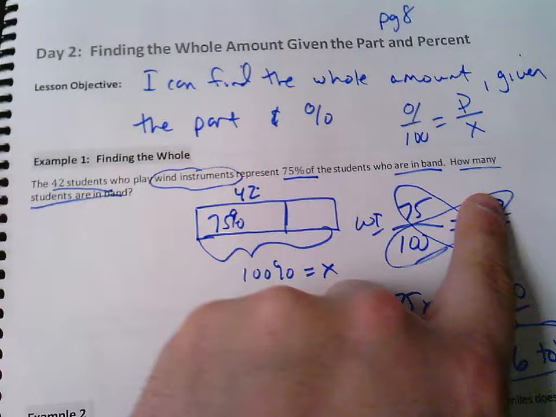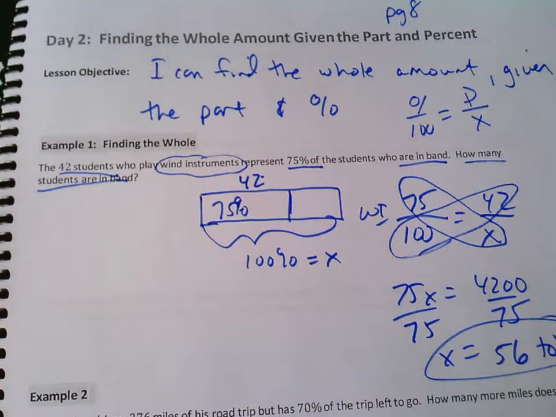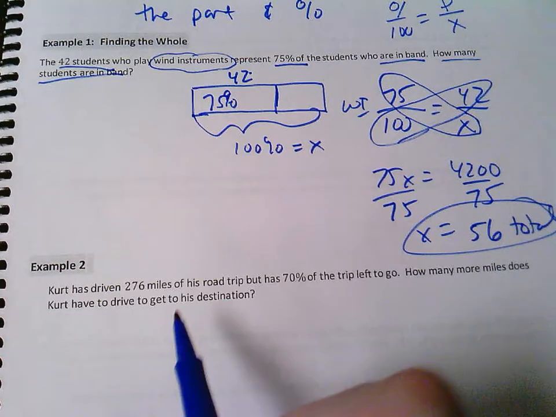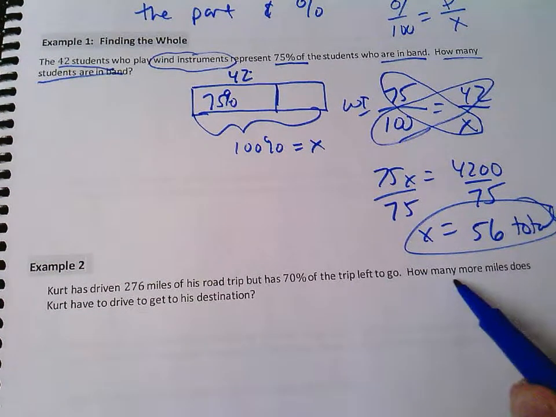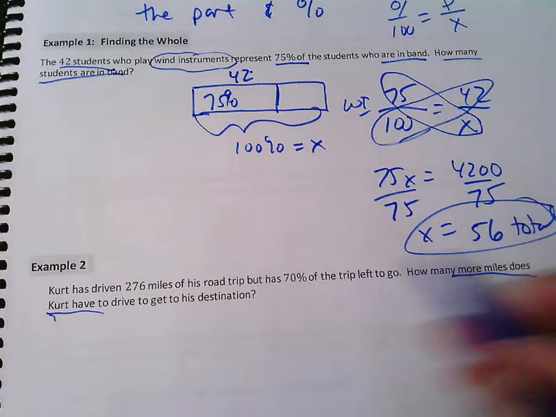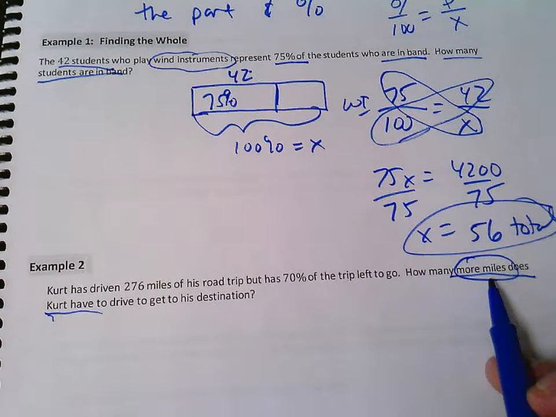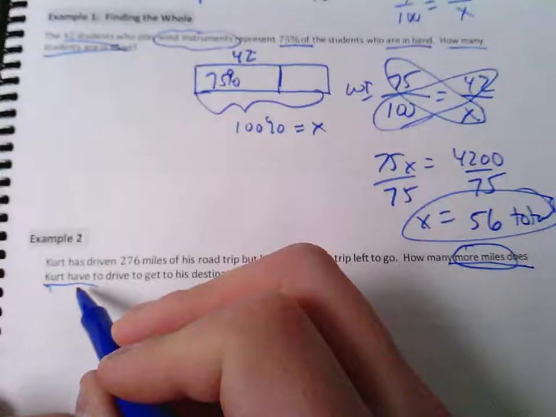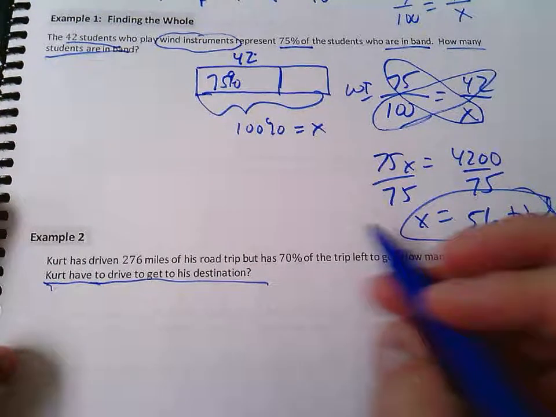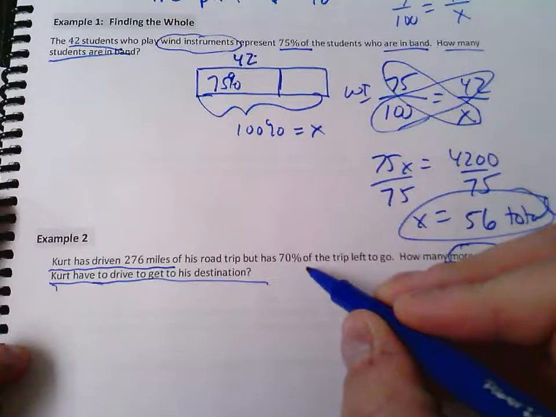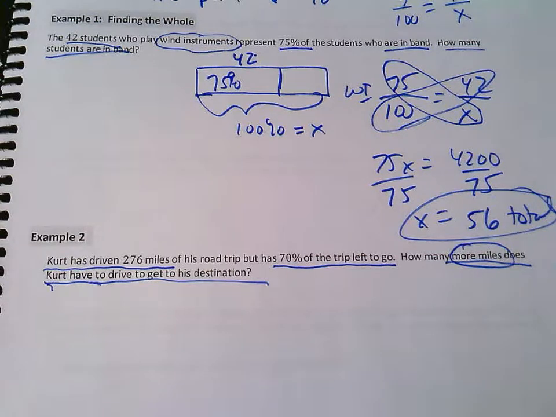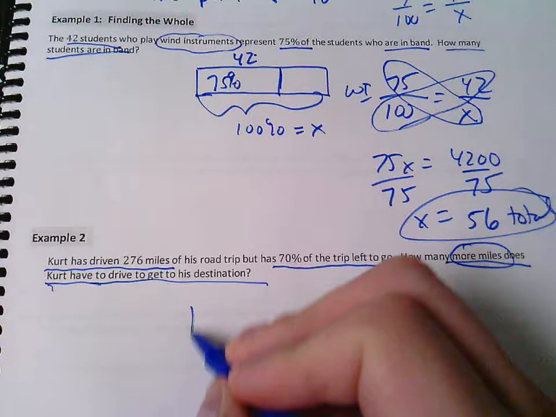Moving on to example number 2. This one's going to be just slightly different. How many more miles does Kurt have? More miles. I'm going to make sure I emphasize that because sometimes we miss problems because we're not reading closely enough. Kurt has driven 76 miles on his road trip, but he has 70% of his trip left to go. This is why sometimes tape diagrams can really help.